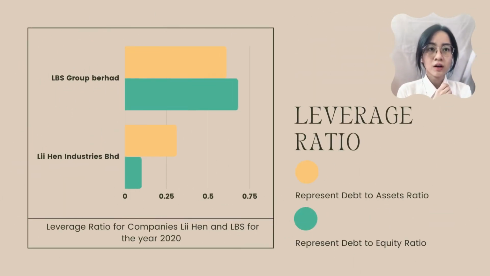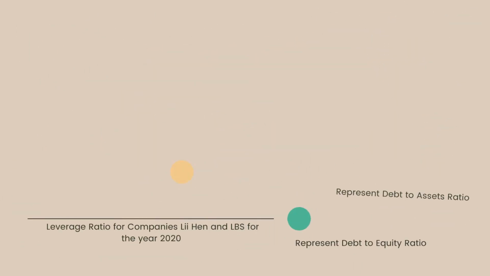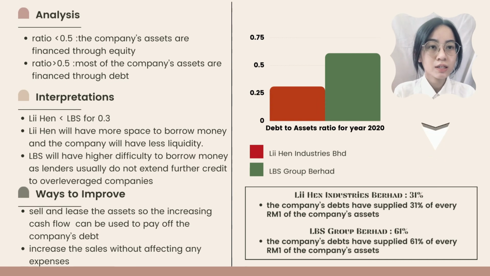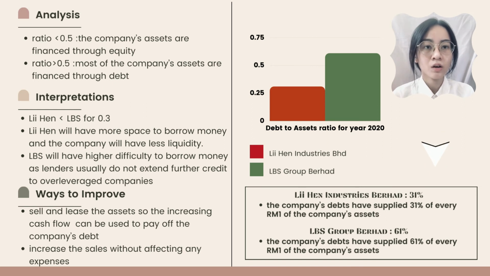Next, this is the overall graph of leverage ratio for Li-Han and LBS company. The debt to asset ratio for Li-Han company was 31%, while LBS was 61%. It indicates that Li-Han company debt has supplied 31% of every 1 ringgit of the company asset, while LBS company debt has supplied 61% of every 1 ringgit of the company asset. It can be analyzed that the ratio for Li-Han company was 0.3 lower than LBS company.